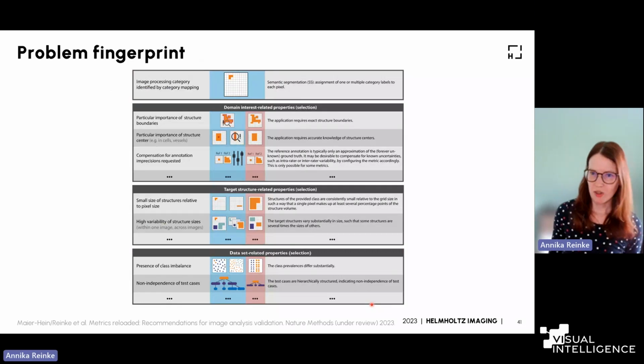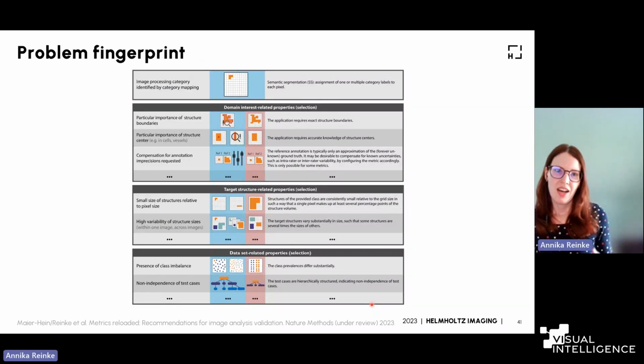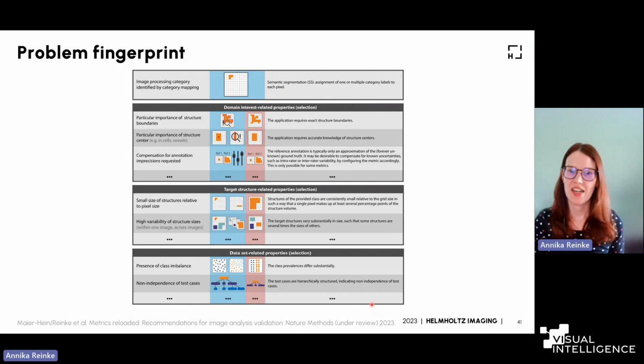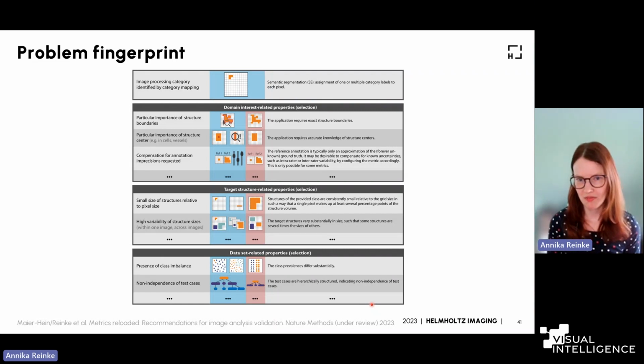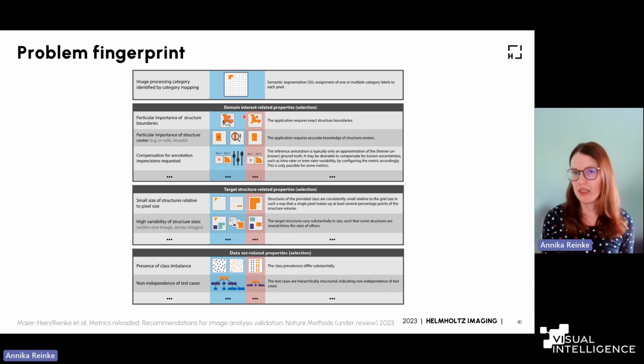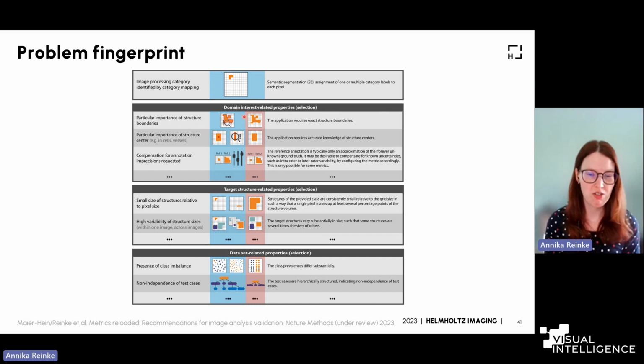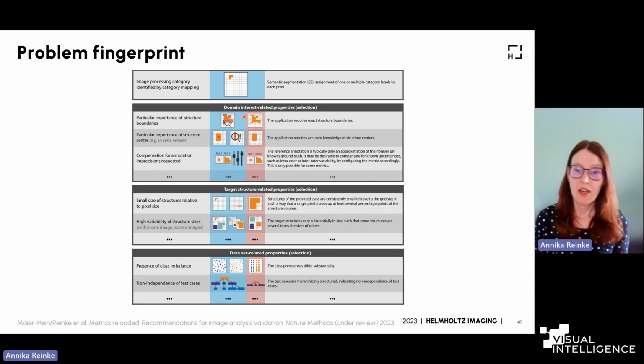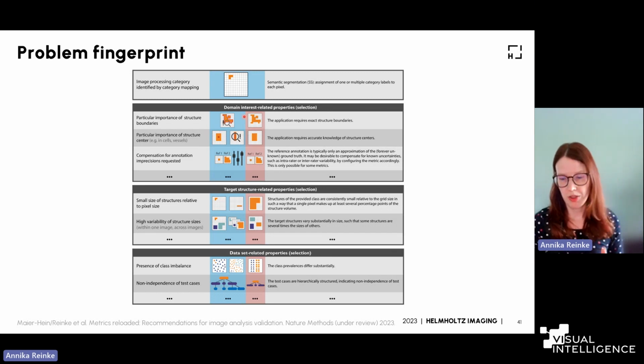And the problem fingerprint, so basically the most important part, has all of the different questions that are relevant when it comes to metric selection. For example, we ask for domain interest-related properties. So am I interested in the complete contour of the structure, or am I rather interested in only the center? Do I have very small structures or a high variability of structure sizes in my images? Do I have class imbalances? All those things matter when it comes to metric selection. And this is then very specific to your research problem.